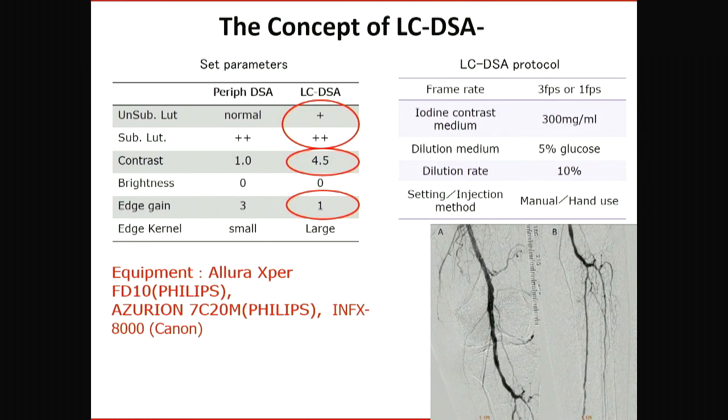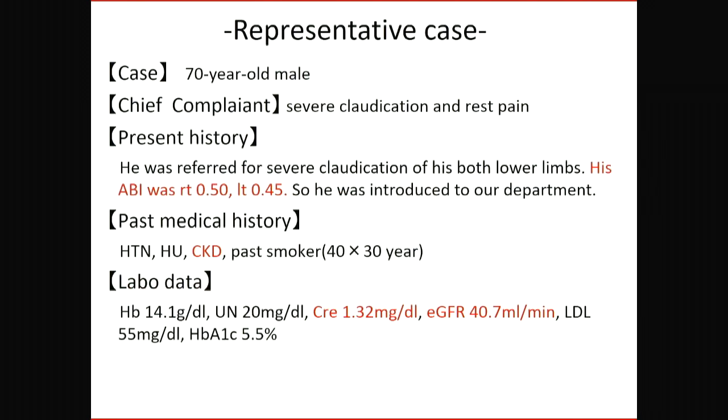And this is a static image. We can get a beautiful image with a small amount of contrast. So this is a case, a 70-year-old male with severe claudication and rest pain. Both ABI was reduced, and he had CKD, with creatinine and eGFR as shown.